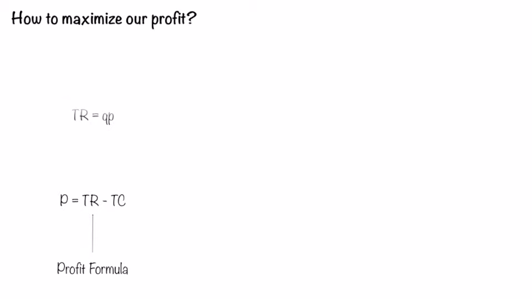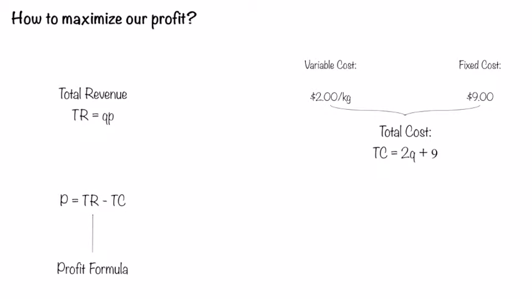Our total revenue is equal to the quantity the apples are sold at and the price the apples are sold at. And we can assume that we already know the formula for our total cost, which is a variable cost of $2 a kilo and a fixed cost of $9. This makes our total cost equal to 2 times quantity plus 9.